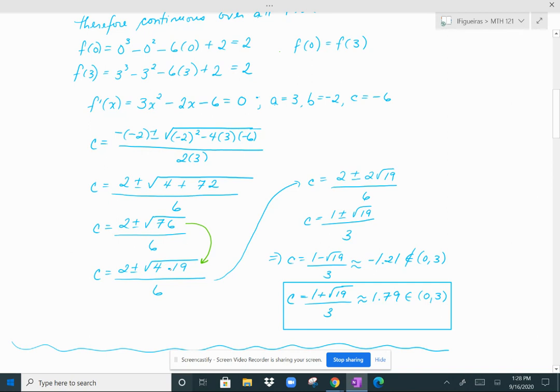So when you take out the square root of 4, you have c is equal to 2 plus or minus 2 root 19, 2 square root 19 over 6. Both of the 2's in these terms will cancel with the 6 in the denominator. So you end up with 1 plus or minus root 19 over 3.